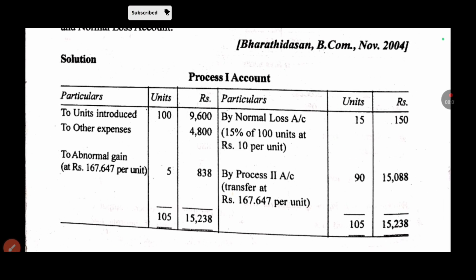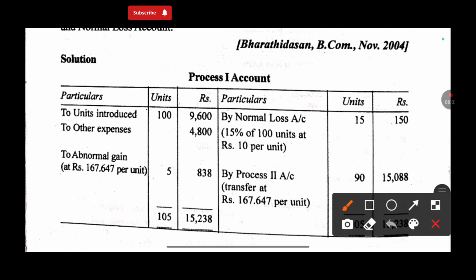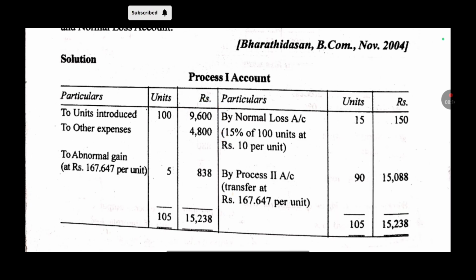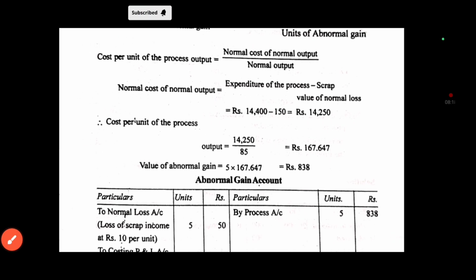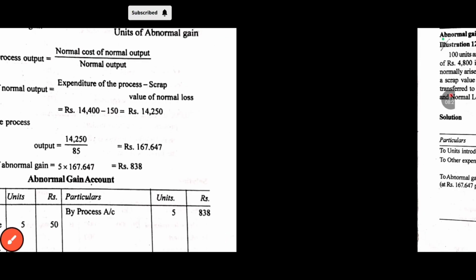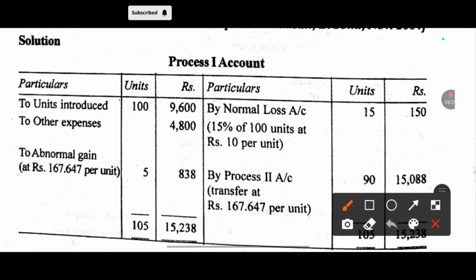Come to this process 1. The expenditure of process 1 we have 9,600 plus 4,800, other expense. These two expenditures added together, how much is the total expenditure of process 1? 14,400. So the expenditure of the process is 14,400 minus scrap value of the normal loss. How much is the scrap value of the normal loss? We have the scrap value of the normal loss as 150 rupees.